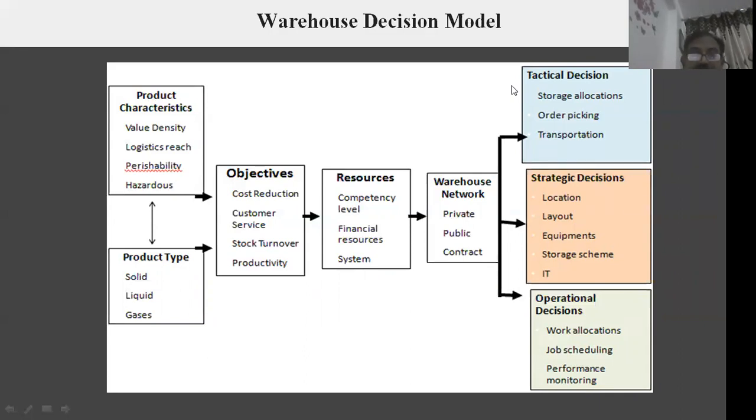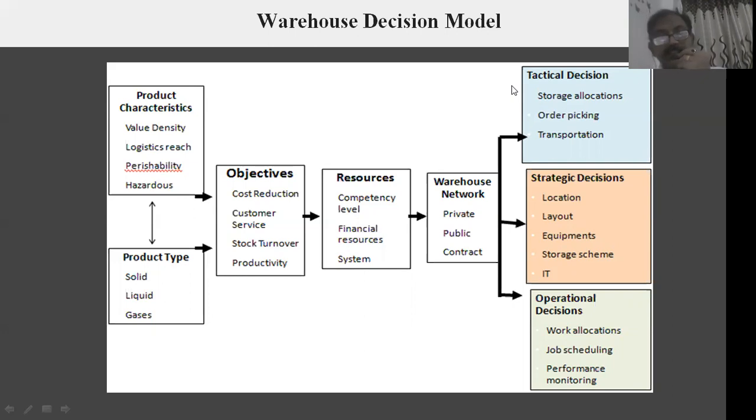Then also resources. What is our competency level? How financially strong are we? How much IT or other systems do we have at our disposal? Then availability of warehouse: do we have a public warehouse where we want to store goods? Can we have a contractual warehouse? Otherwise, we have to go for a private warehouse. So on these bases, we have to decide.